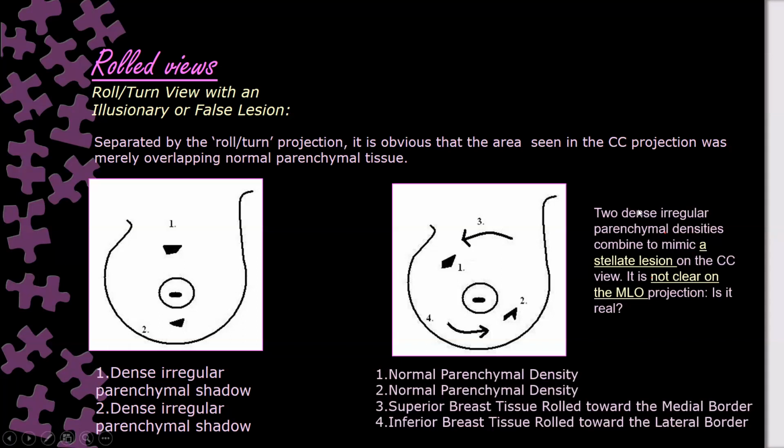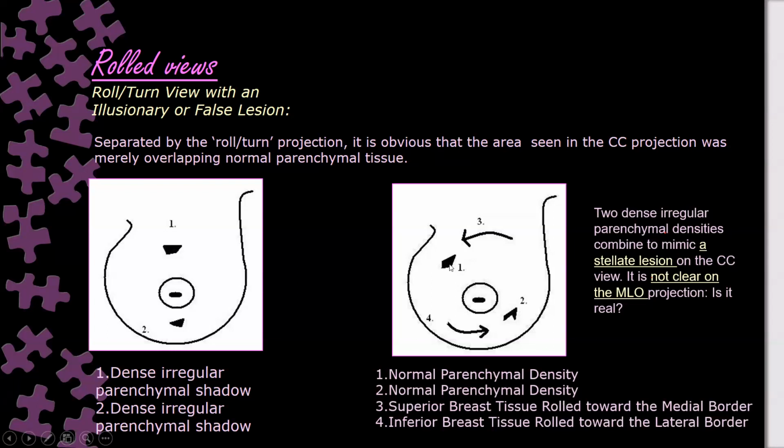You got it? Yes. No more dense irregular parenchyma seen. It mimics, in the CC view, spiculated lesions. But on MLO, not seen. Because on MLO, each is this one high and this is one low. But on the CC view, superimposed.